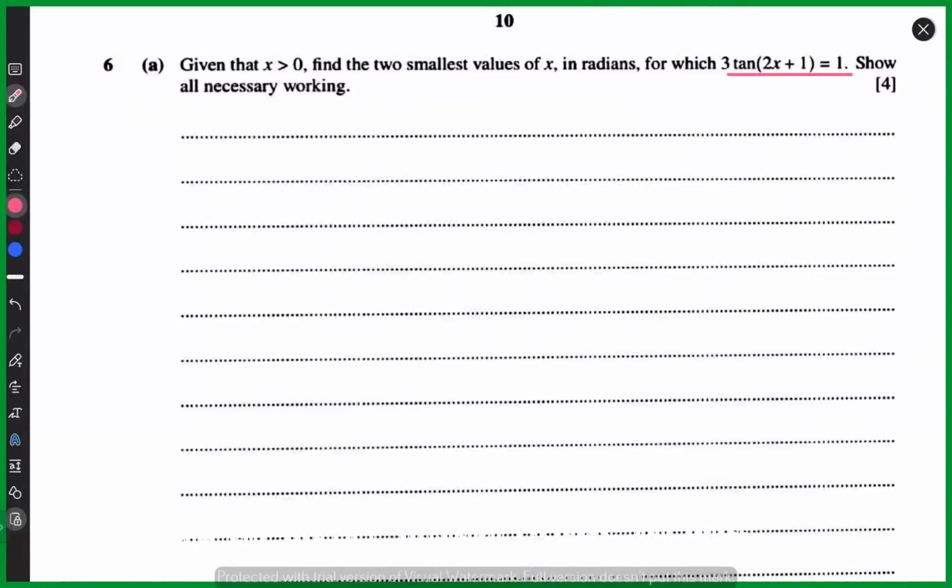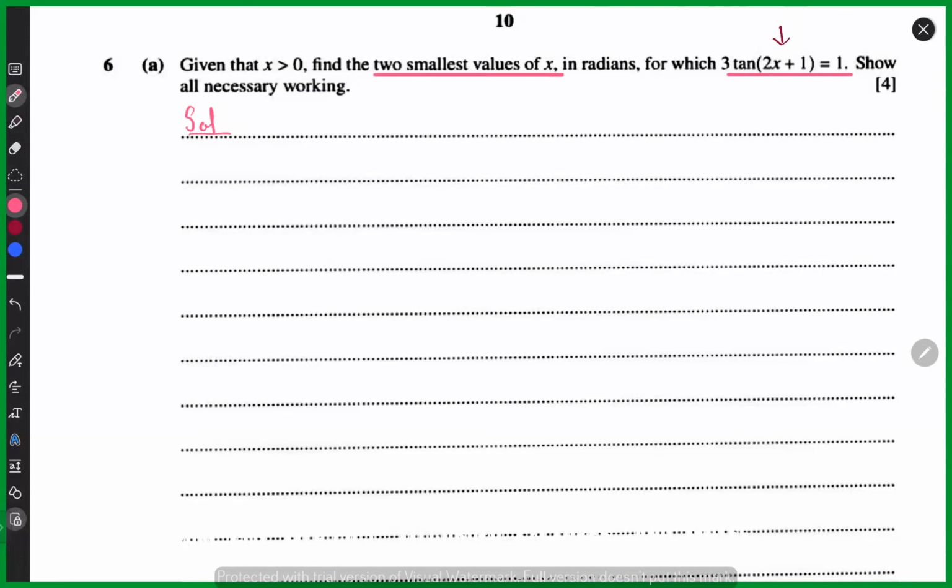And instead of theta, like you don't have theta, you don't have x, you have this entire thing. You have 2x plus 1. So you need to consider that as theta, okay? And once you have your theta, then you can always find the value of 2x plus 1. Let me explain this to you properly. Okay, what we can do is, let's do it directly. I need to find two smallest values of x.